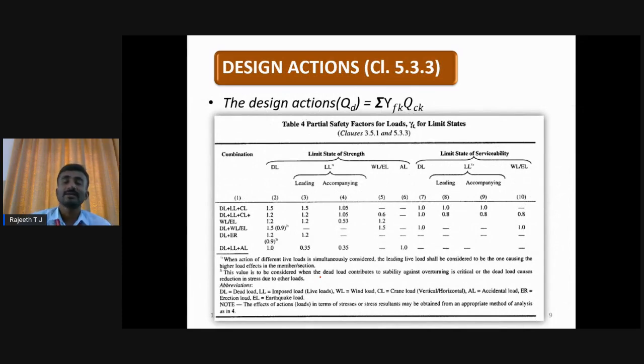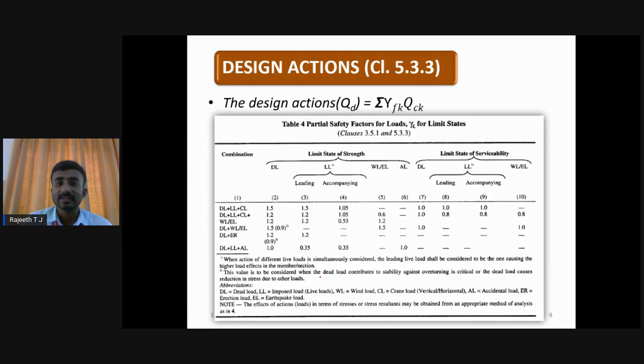So just now we discussed the load combinations. For the load combinations, we should multiply the load factors. Those factors we need to take according to Table number 4, that is clauses 3.5.1 and 5.3.3 of IS 800. Those factors we call partial safety factor for loads, gamma F, for limit states. So this is available in the steel code book.